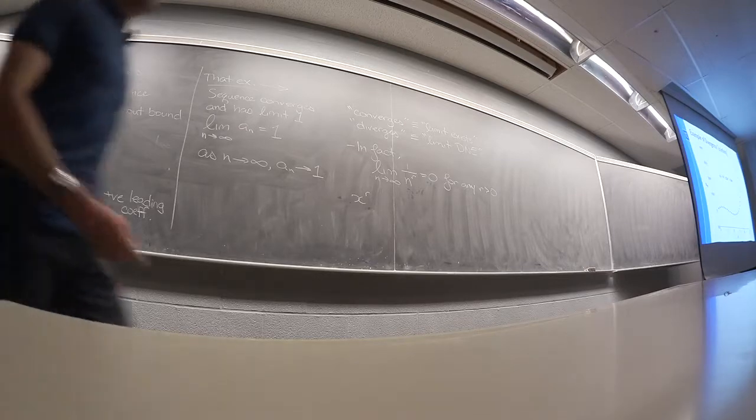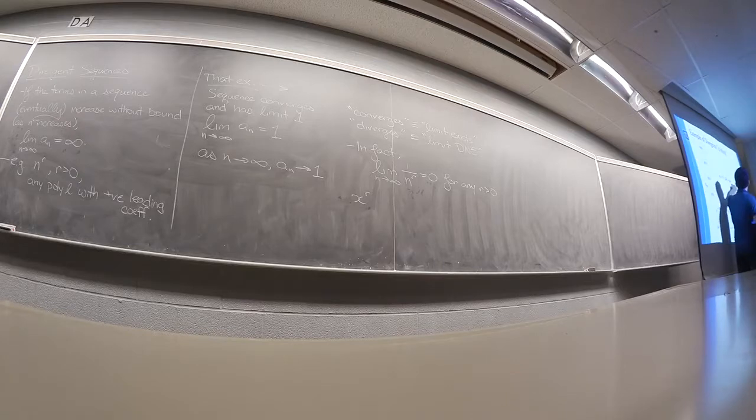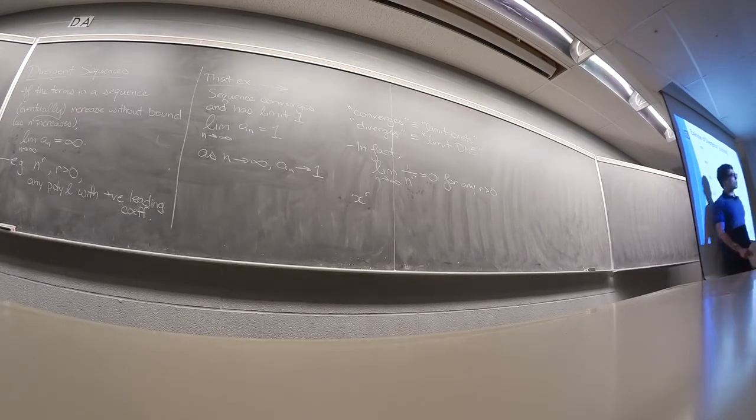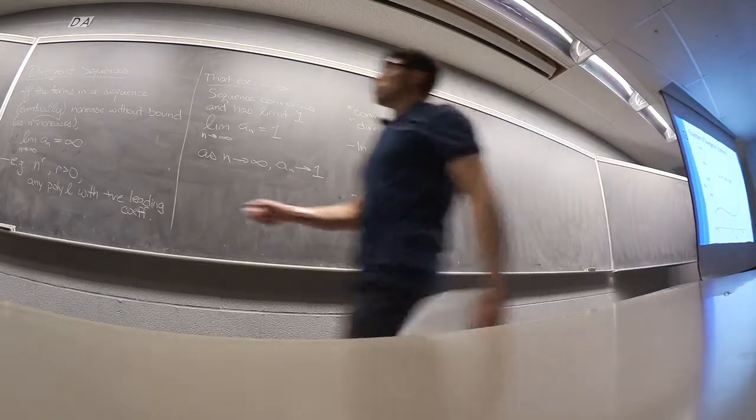Any polynomial with positive leading coefficient, like this guy. Okay, polynomial in n, like this guy. Right, and we've seen that polynomials, so we expect this guy to go up forever. Again, this is a special pattern of divergence. Questions?